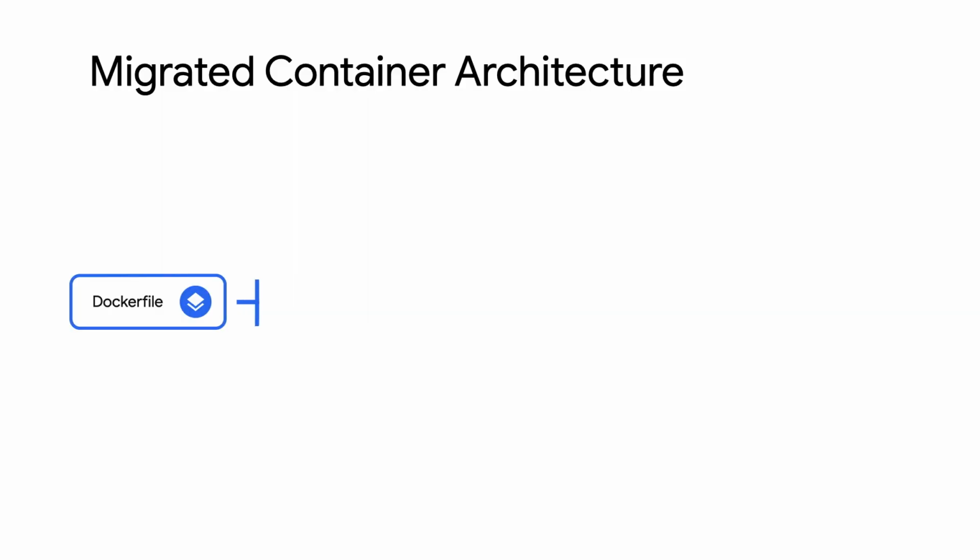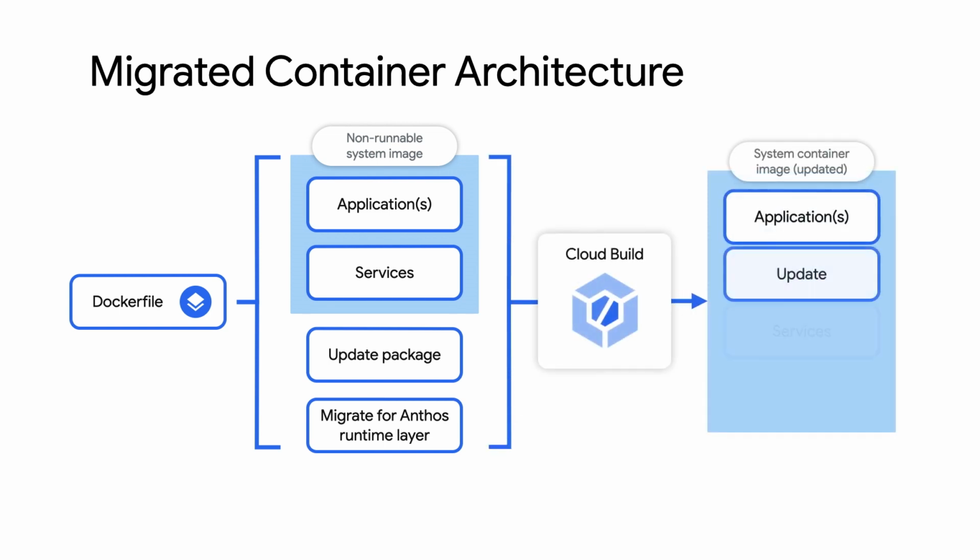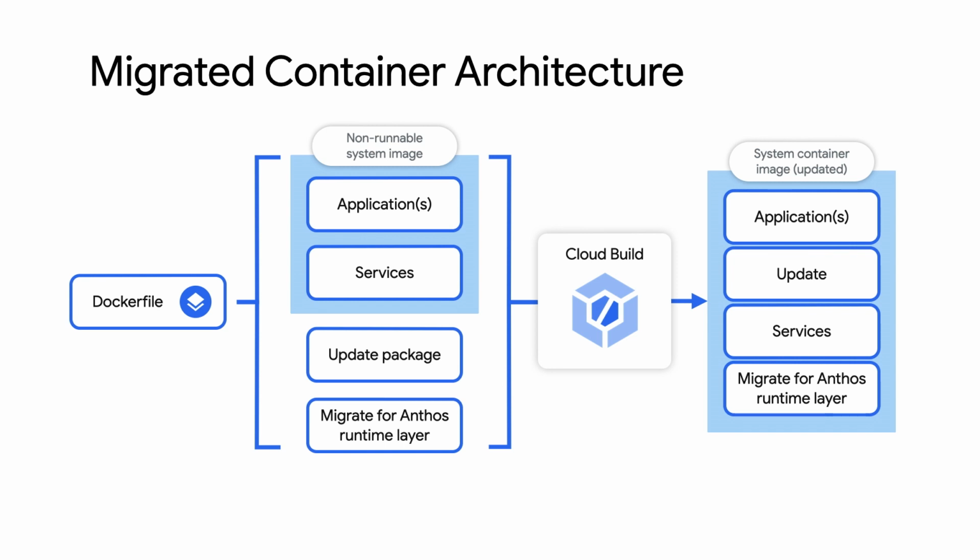With that being said, let's take a look at how Migrate for Anthos creates the container image for a migrated application. Migrate for Anthos automatically examines a source VM and extracts the workloads running there into their own container images. When looking at the ongoing management of those containers, it's important to understand how their images are actually built. The container that you run in production is a combination of 2 intermediate images. The first one is the Migrate for Anthos runtime layer, and the other is what we refer to as the non-runnable system layer. The non-runnable system layer contains the extracted portion of your migrated workloads and will serve as the base for all future updates.